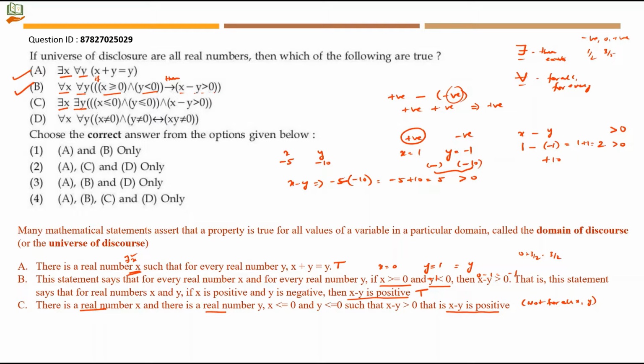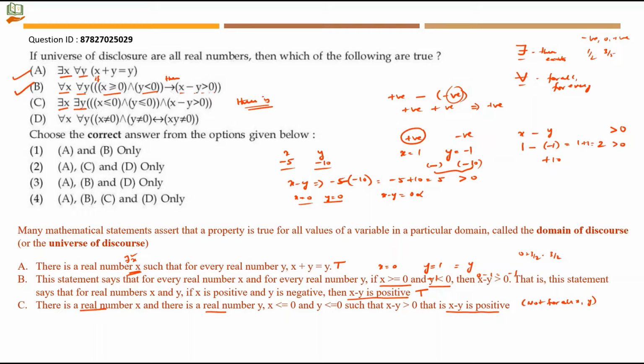Now let's apply this for 0 and see. X is equal to 0 and Y is equal to 0. And they say X minus Y is greater than 0. This fails for this particular value. But here the statement is there exists. When they say there is some value, it means there can be at least one value available. And we have a combo like minus 5 and minus 10 to make this statement true. This is more than enough.